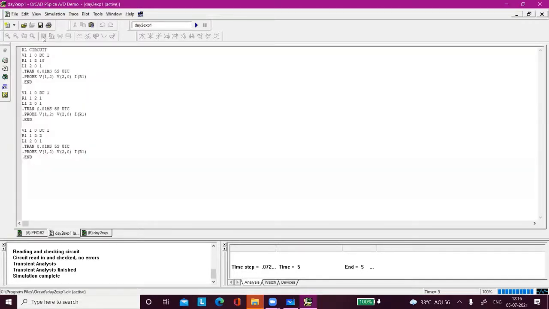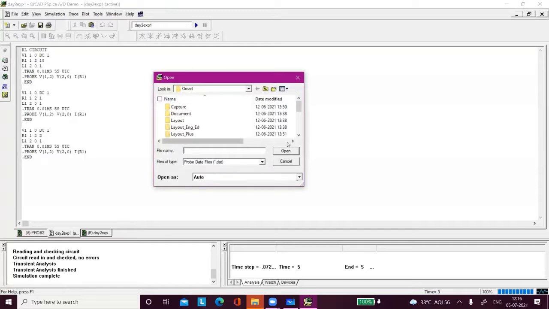Let me show another one that I have made for you. I can share these programs in your classroom. I will share them if you have a problem. Say for example another problem, circuit experiment number 2.